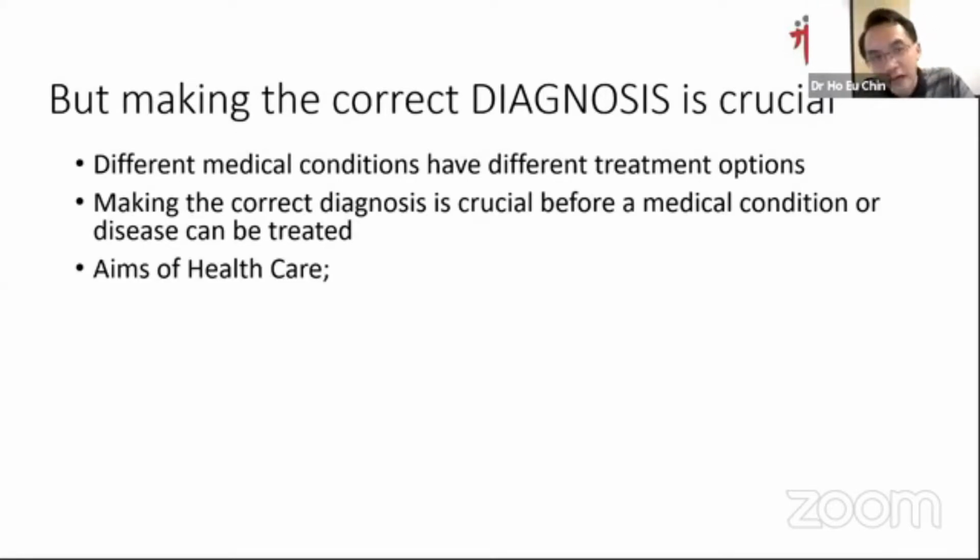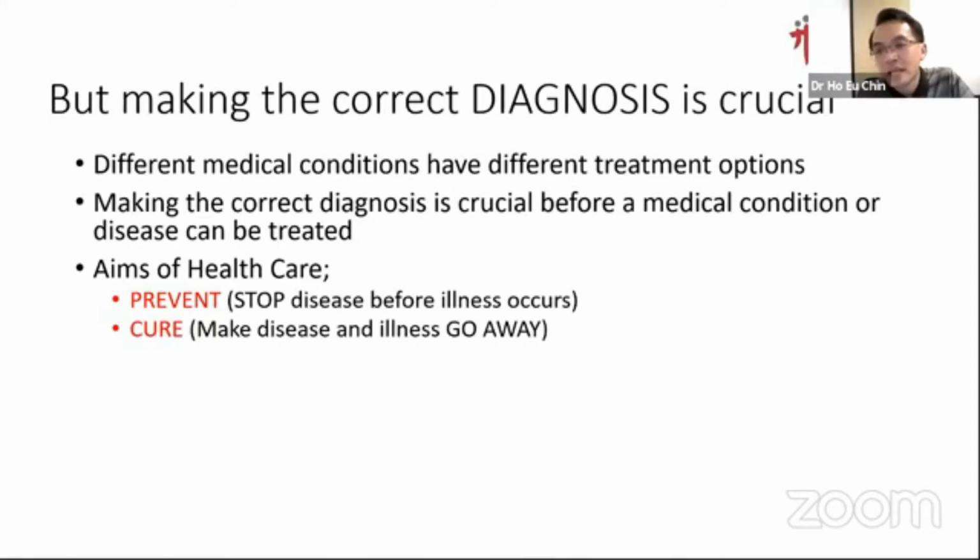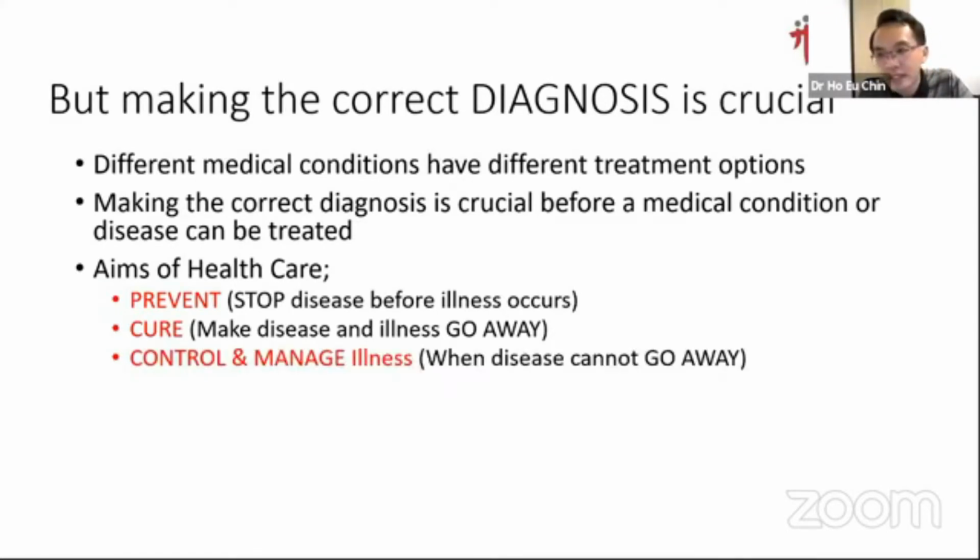So the aims of healthcare, from my perspective, when I see my patients, number one, try to prevent if possible. So stop a disease before the illness occurs. Not always possible. Cure, right? Can we try and make the disease and illness go away? Again, not always possible, but yeah, sometimes we can do it.